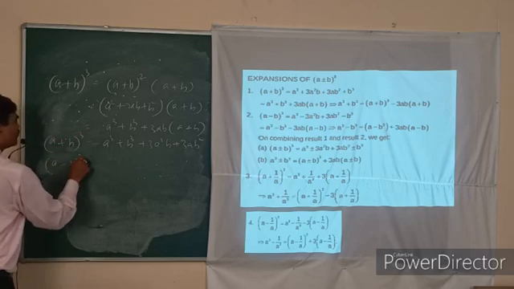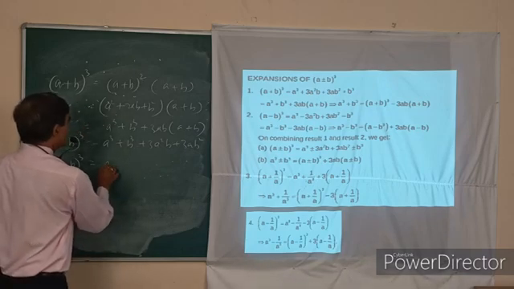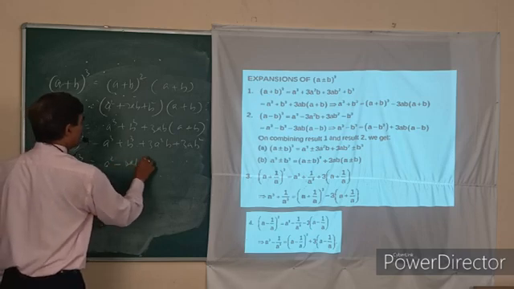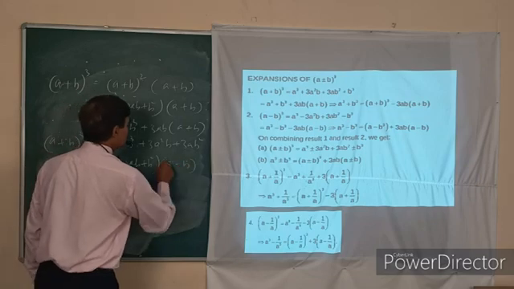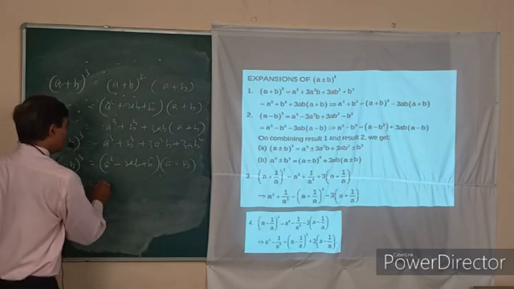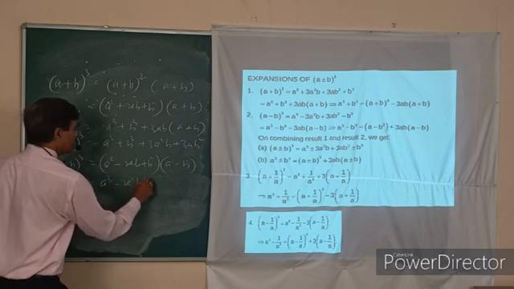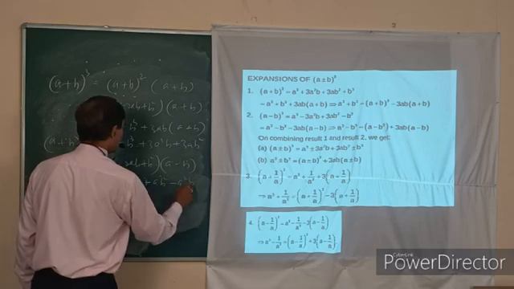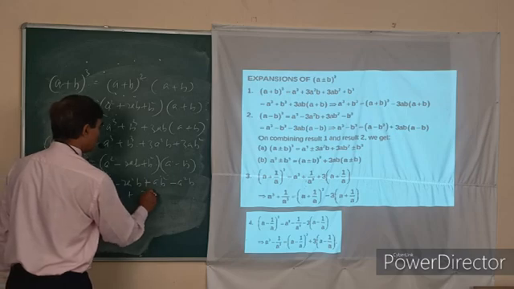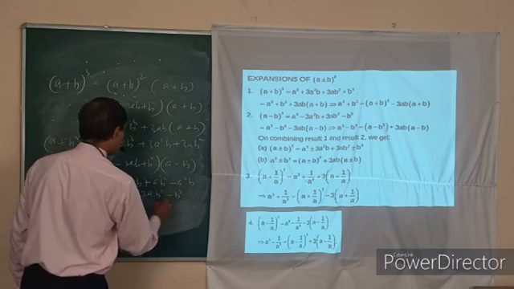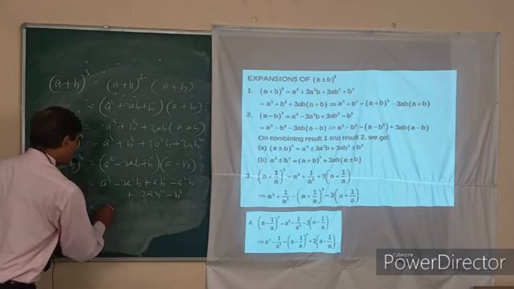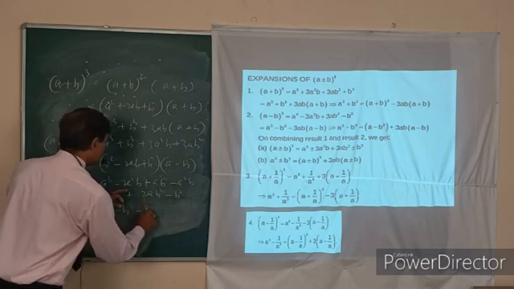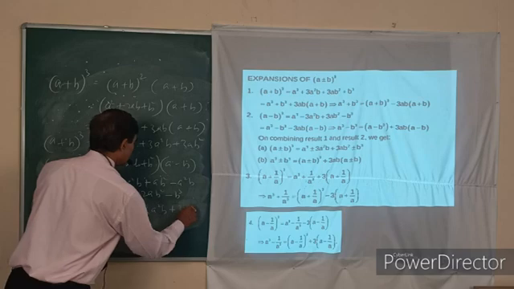Similarly, (a minus b) whole cube is written as (a square minus 2ab plus b square), and this is (a minus b). So when we multiply it, we'll get a cube minus 2a square b plus ab square minus a square b plus 2ab square minus b cube. So what we get over here is a cube minus b cube, this makes minus 3a square b and plus 3ab square.